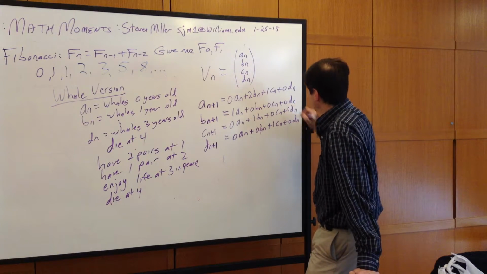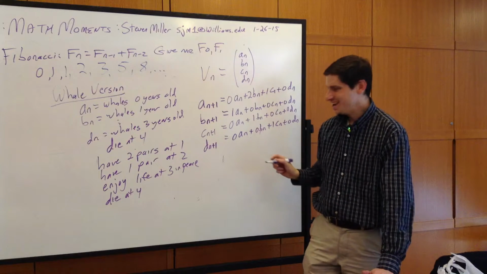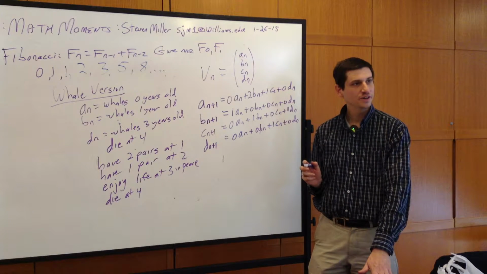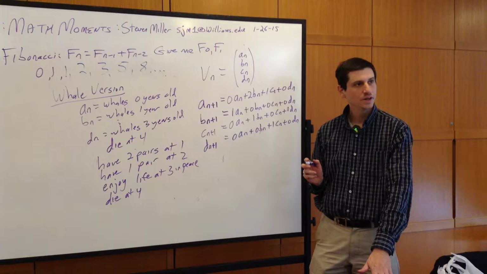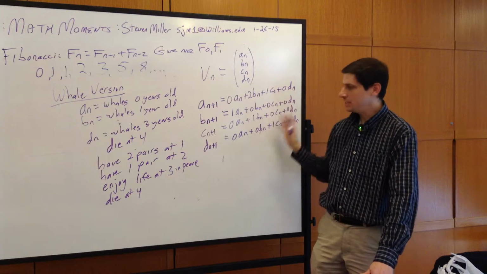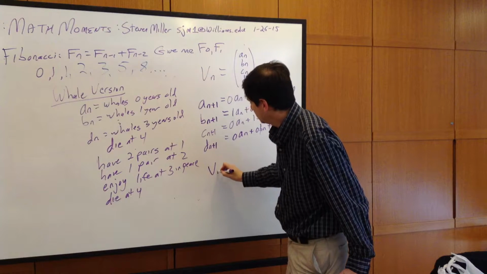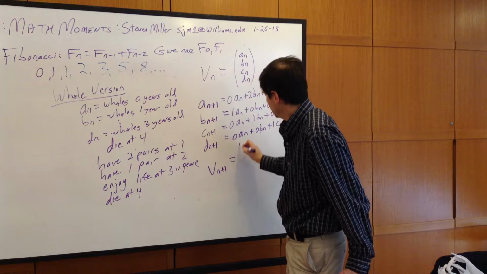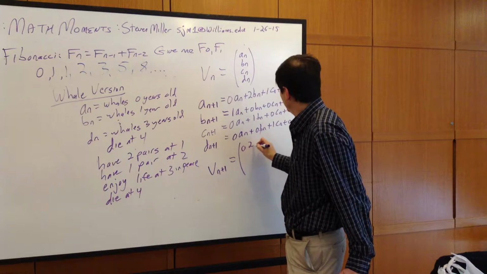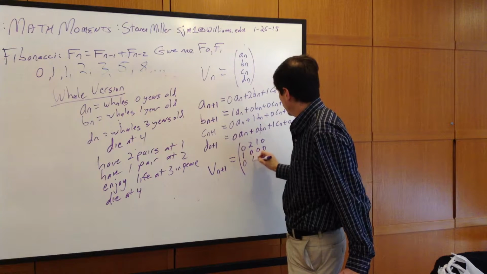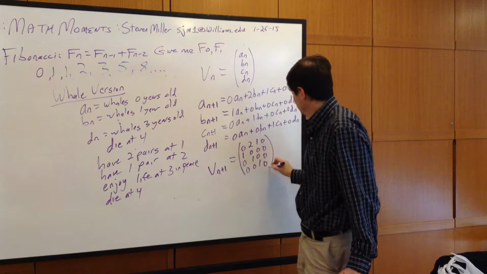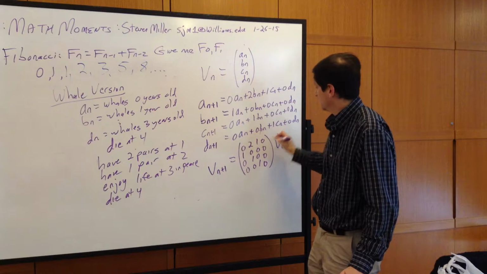Because I can't write. Did you go over matrices last time? Did we see this a little bit in the context of matrices? You can easily see this in terms of the context of matrices. And in fact, we can write this as Vn plus 1 is the matrix 0, 2, 1, 0, 1, 0, 0, 0, 0, 1, 0, 0, 0, 0, 1, 0 times Vn.